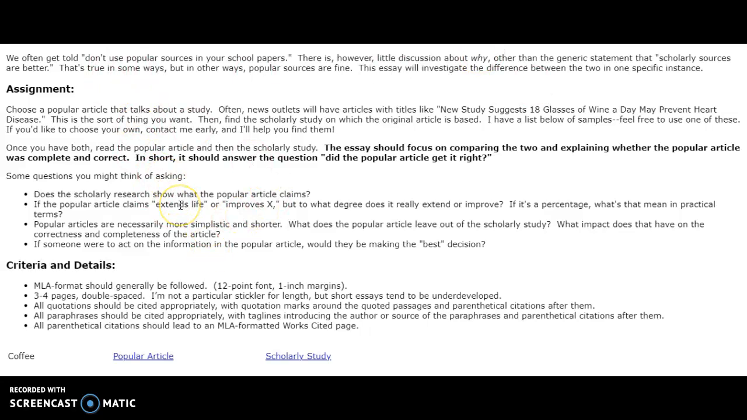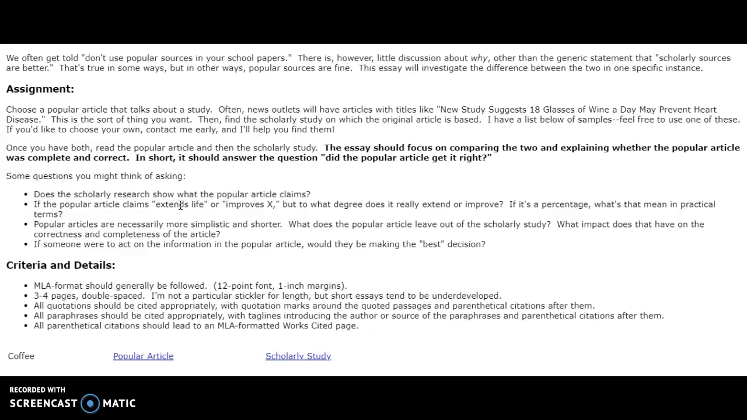I'm going to almost always give you guys some suggestions for questions you might ask. That doesn't mean you have to use all of them, and I certainly wouldn't try to structure your paper around trying to answer all of them. What I would instead do is just take a look at these and use that to figure out, oh, okay, this is the sort of stuff he's looking for, okay? So does the scholarly research claim what the popular article claims?